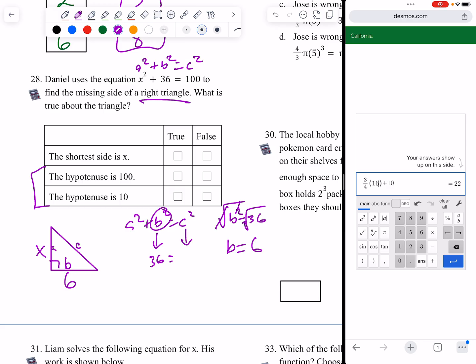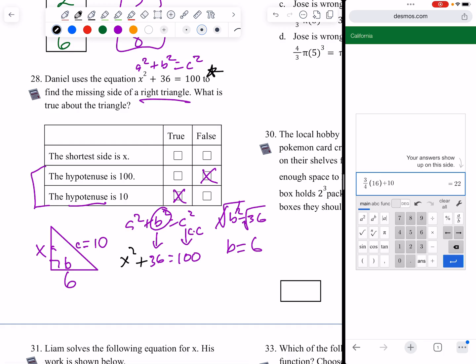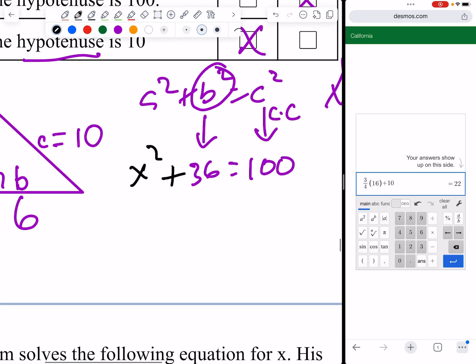And C squared, which is C times C, gives me 100. So C is actually 10. So therefore, my hypotenuse is 10. It is not 100. So the only question is, the short side is X. Well, I don't know. How do I figure that out? I just got to solve it, right? And I kind of already started here. I got x squared plus 36 equals 100, because that's what my original was. So let's solve for x.